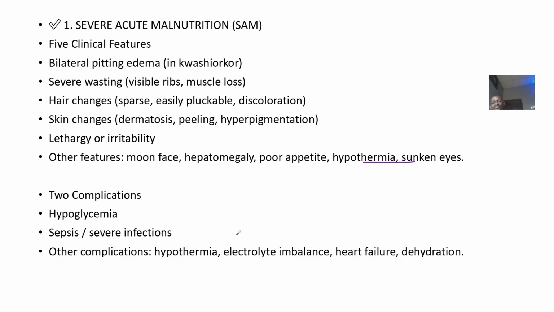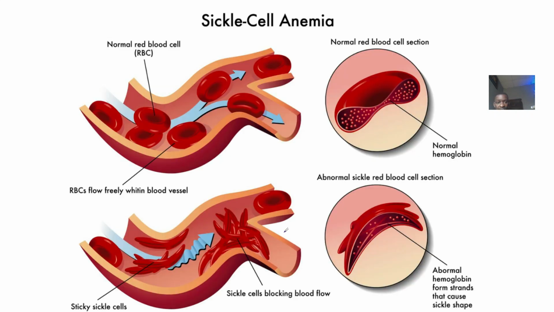So this can make the child prone to infections. Other complications of severe acute malnutrition in children are that their temperature is generally low, electrolyte imbalance, heart failure and dehydration.